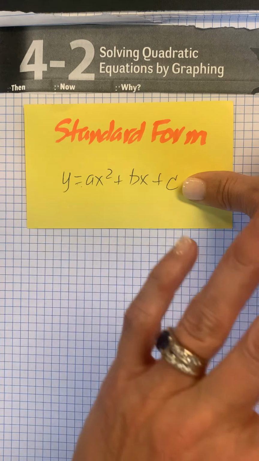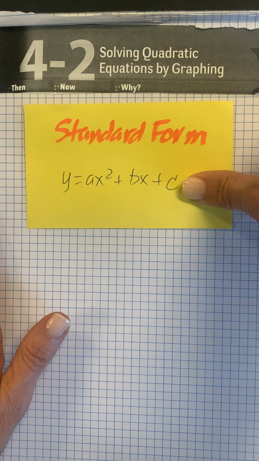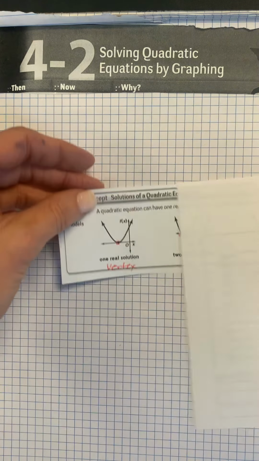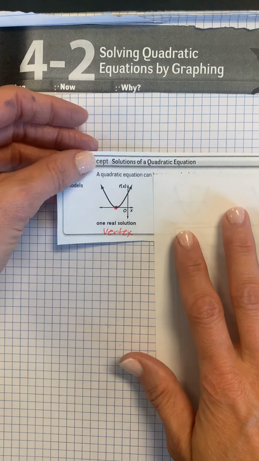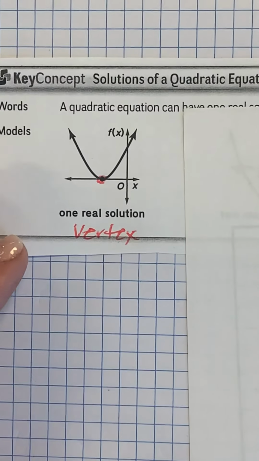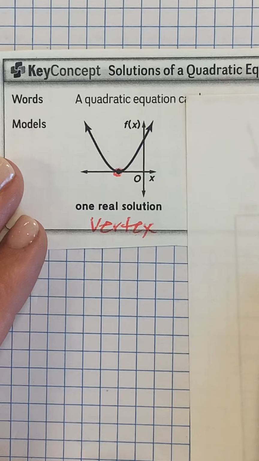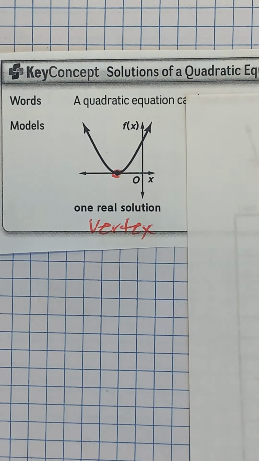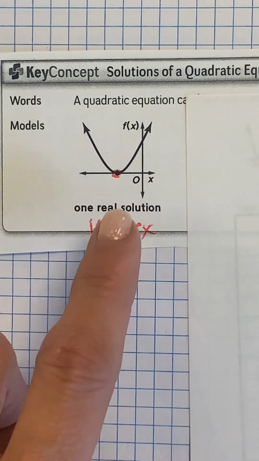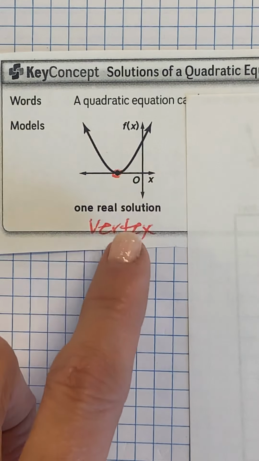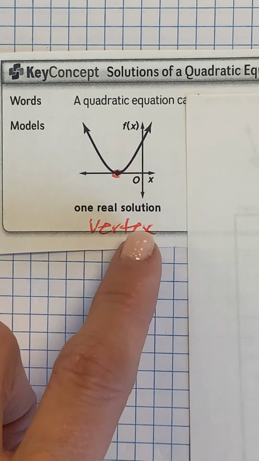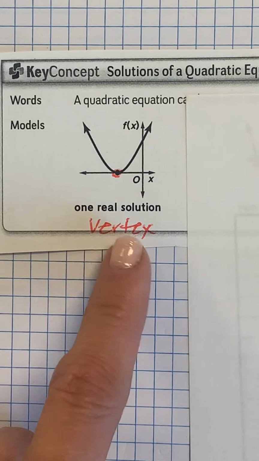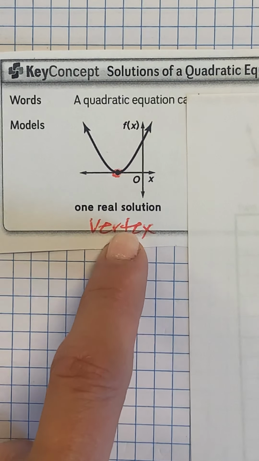Okay, and because quadratic equations have x squared, we have a possibility of having two solutions, one solution, or no solutions. So let's see what those look like. Remember, I said that the solutions are where they cross the x-axis. So if it has one solution, my parabola is literally going to cross or touch the x-axis only one time, which means it has to be the vertex. If I have one solution, it's going to be where the vertex is of the parabola.